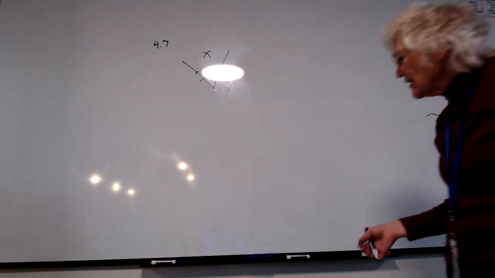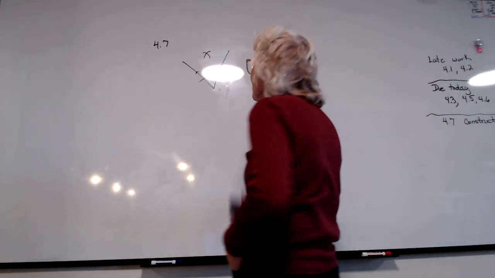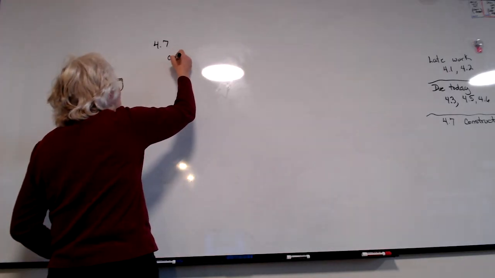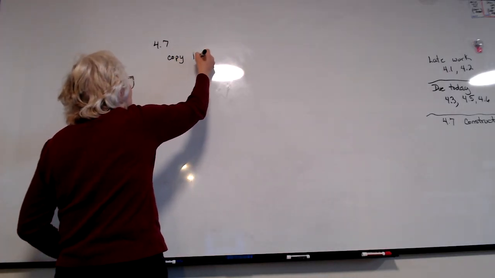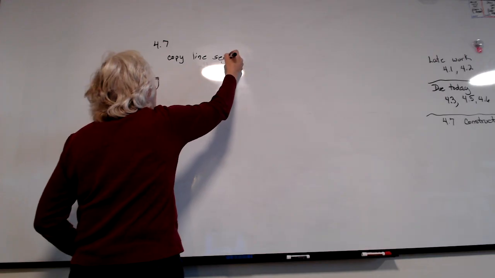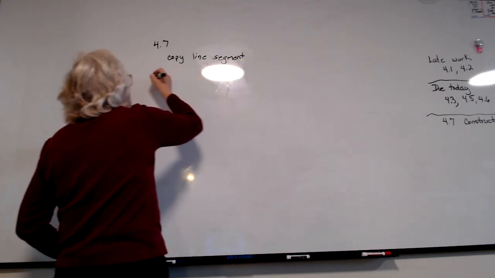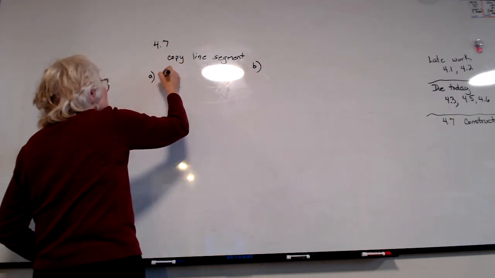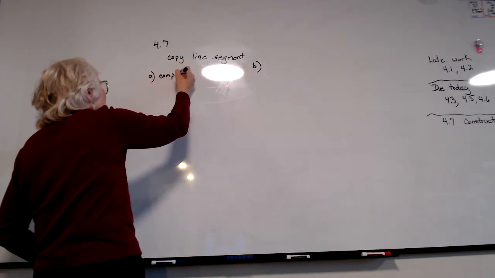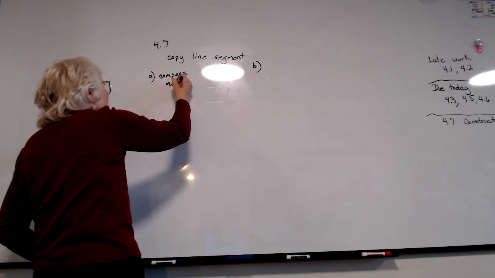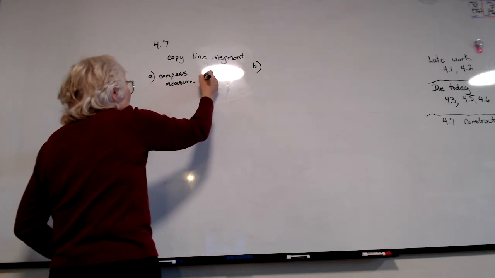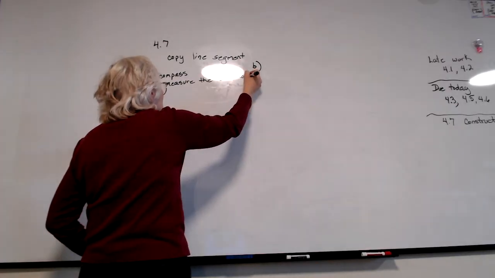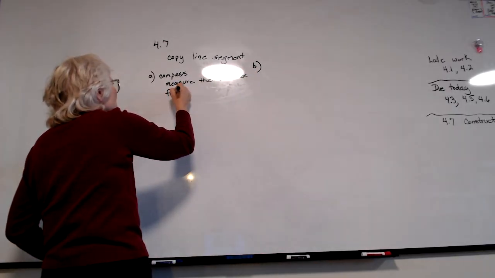Okay. Now this is where it gets redundant. Okay, so our new constructions. Copy a line segment. Okay, so here, with a compass, you measure the distance from one endpoint to the other.